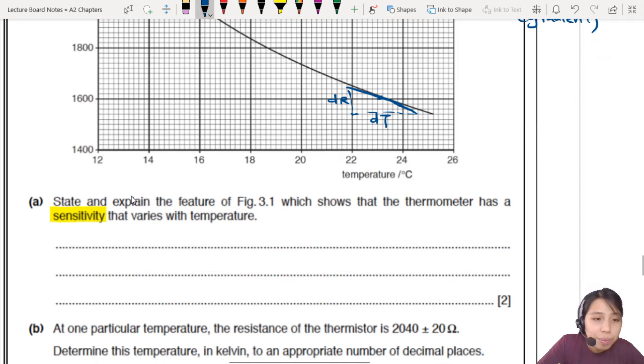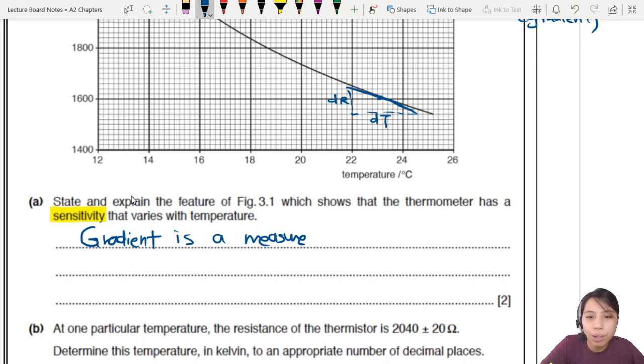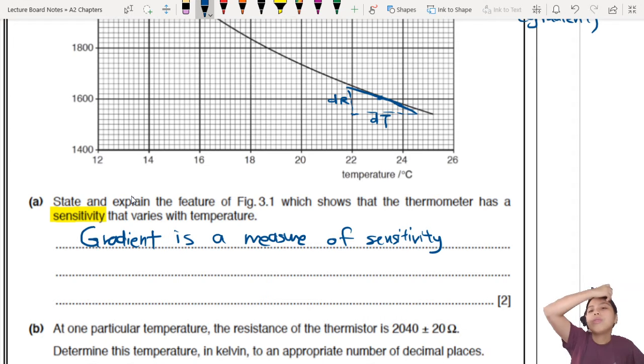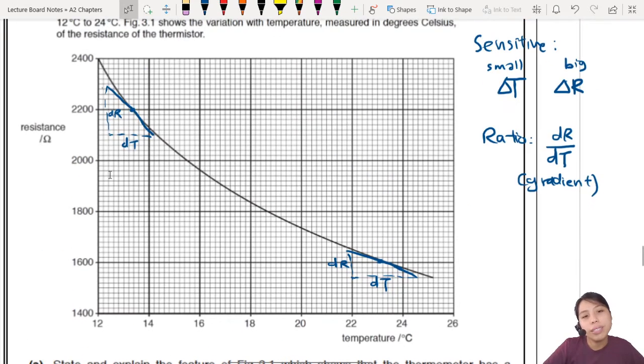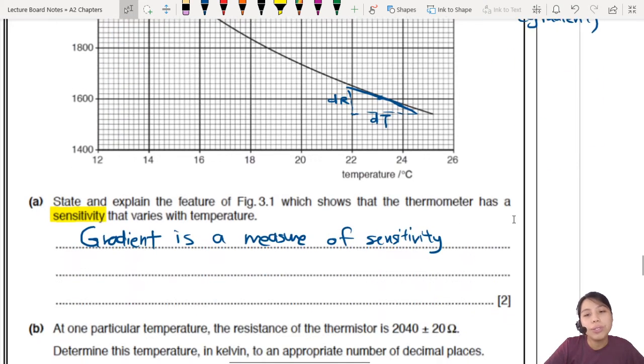So the first thing to say is the gradient. Oh, we need to state and explain now. So maybe we state first. What is sensitivity in terms of the graph? Gradient is a measure of sensitivity, one way to know whether it's sensitive or not. Your gradient is dR/dT. So gradient is a measure of sensitivity. So how do we know that sensitivity is changing? The gradient is changing, no? So we can write that down as our second point to explain our point a little bit. The graph's gradient is changing.